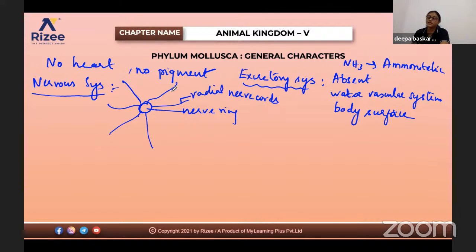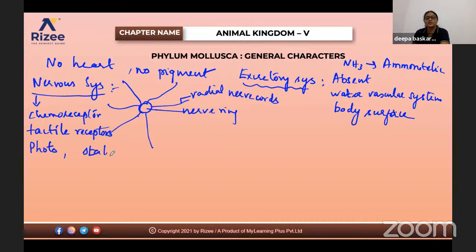And again, sense organs, if you see, tactile organs are there, chemoreceptors are there. Apart from that, chemoreceptors, touch receptors. Clear? And again, tentacles, again photoreceptors. Photoreceptors are present, and statocysts. So these statocysts are very much important for balance.